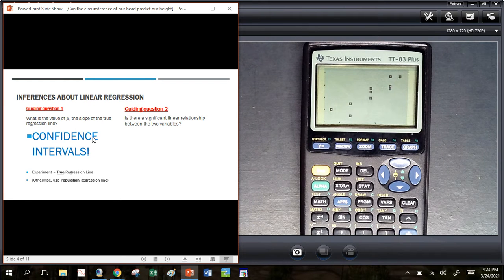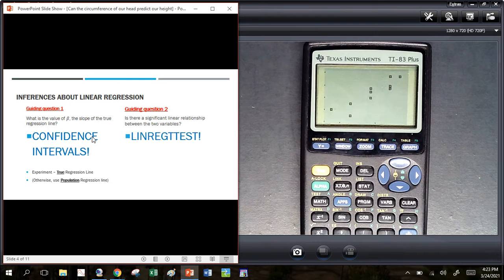The one point I want to make here is you can get your information in two ways. Maybe you're doing an experiment where you have set conditions in a set environment and you're trying to see if one reaction impacts something else. Alternatively, you could just be getting data from the population, and then coming up with the population regression line. If it's an experiment, we're going to be talking about the true regression line. Otherwise, if we're using a population, we're going to be talking about the population regression line.